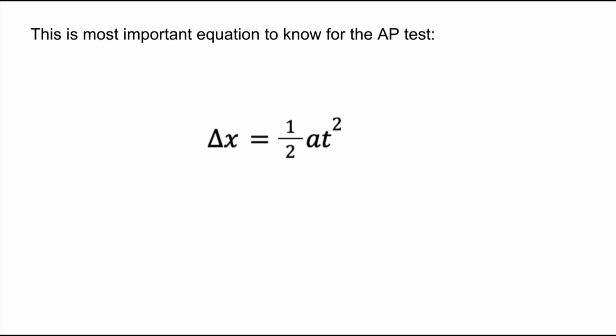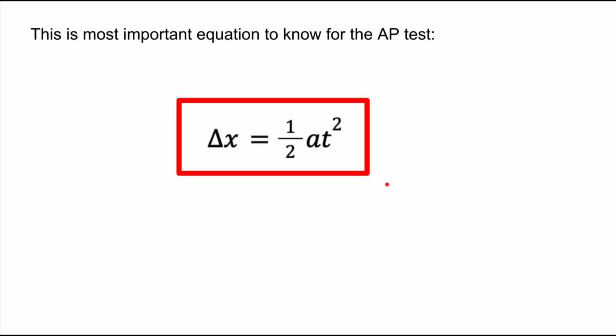All right, drum roll, please. I'm about to show you something that's really important. The most important equation to know on the AP test is this one right here. Delta x equals 1/2 AT squared. Please memorize it. This is the holy grail equation. This is the one that is going to get you a 5 on the AP test. If I were you, I would seriously consider right now going out and having it tattooed on your body. You need to know this equation to get your 5 on the AP test.